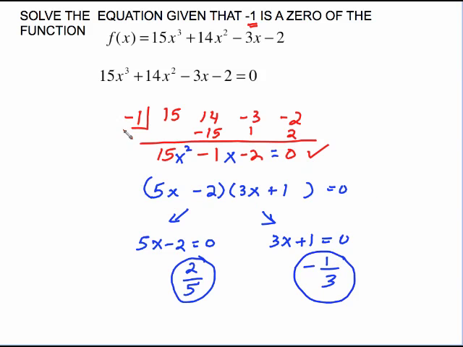So we have totally solved the equation. The 3 zeros are negative 1, which you were given initially, and then these two we found by factoring this. There are times you will have a polynomial here that does not factor, and then you have to use the quadratic formula. That's going to happen in the next video.